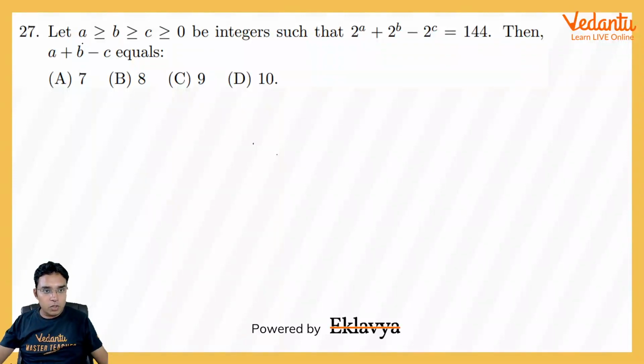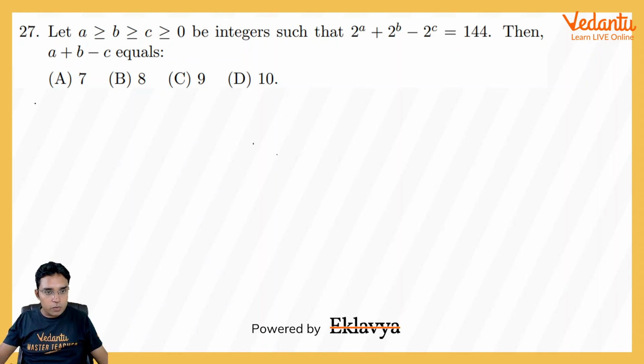Coming to question number 27, which says let a ≥ b ≥ c ≥ 0 be integers such that 2^a + 2^b − 2^c = 144. Then a + b − c equals.